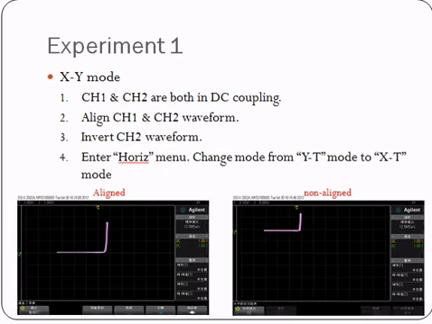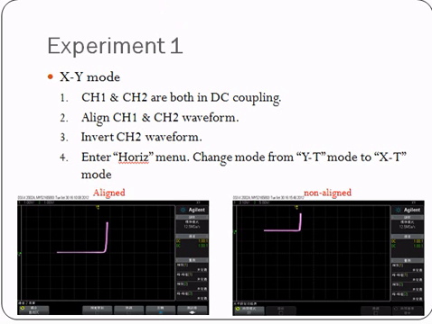Details of changing to XY mode are as below. Set both channels to DC coupling and align them. Remember to invert the channel 2 waveform, then change the mode into XY mode. If correctly aligned, you can observe the IV curve of the diode clearly.